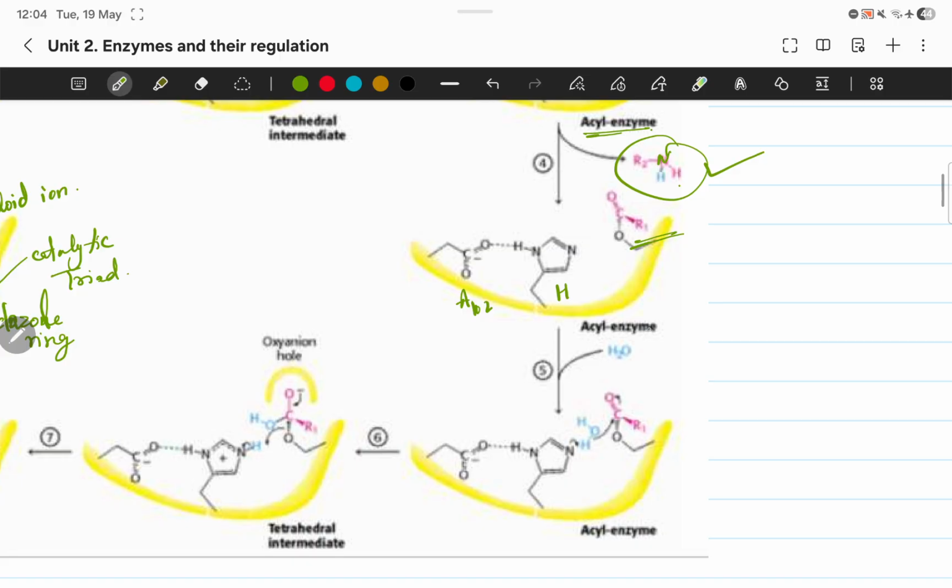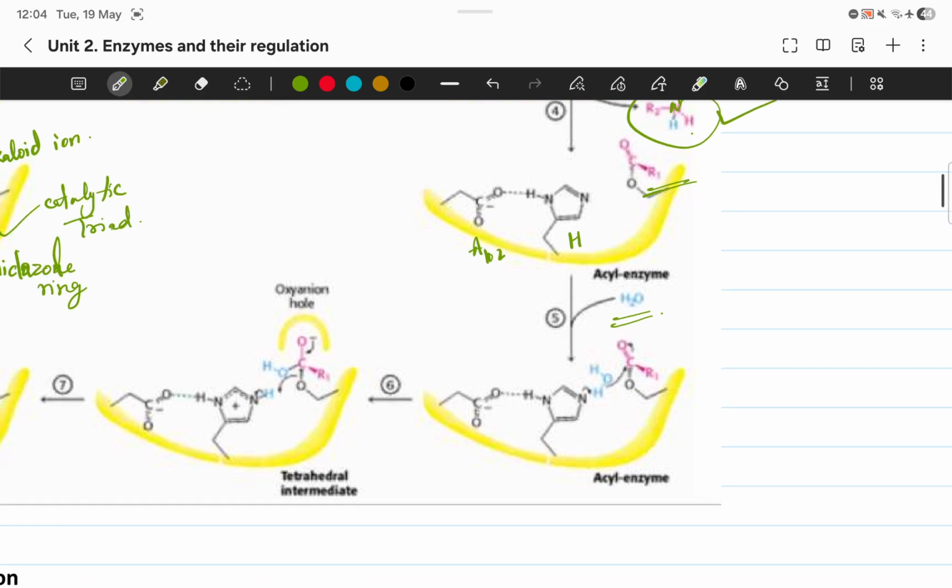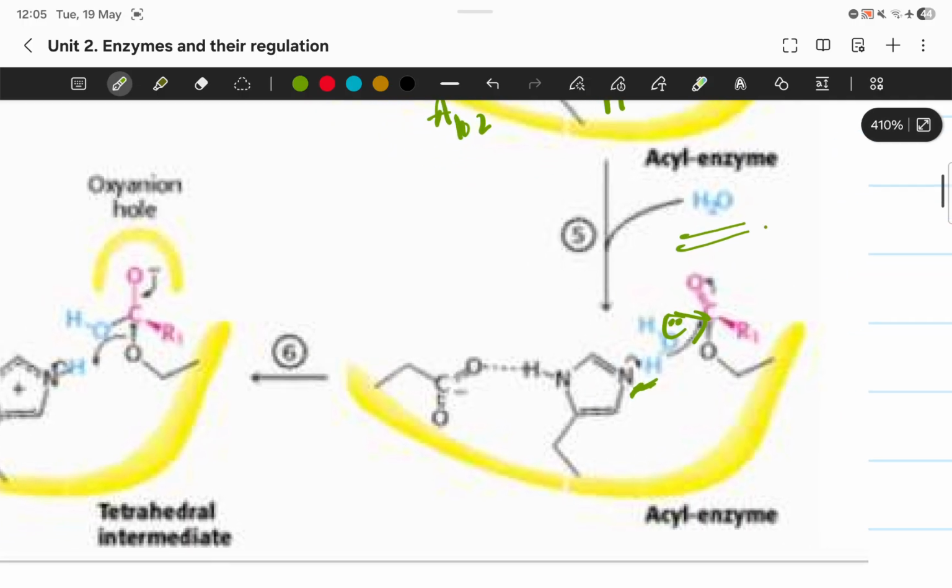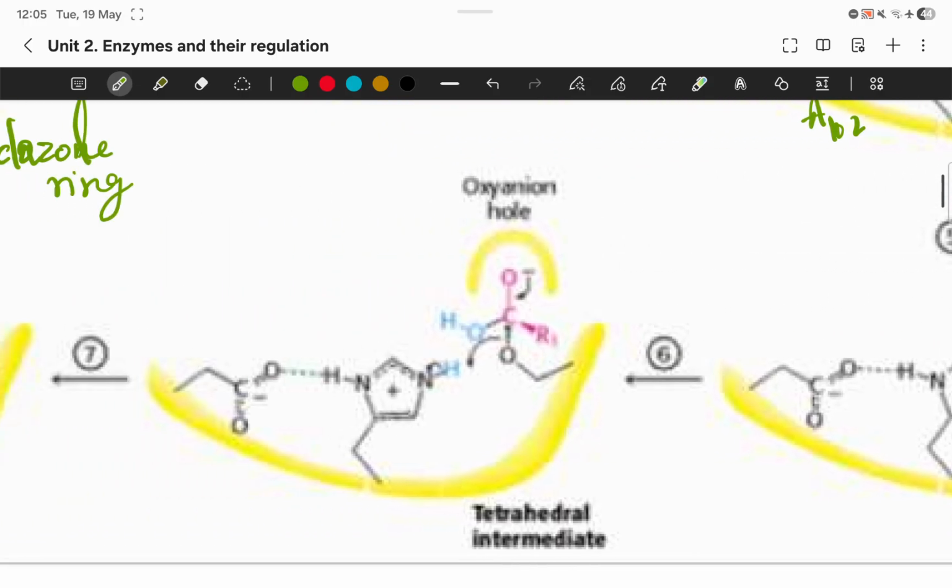Again, the acyl enzyme is coming with water. What are we seeing? This aspartate and histidine, the water is reacting with the N, and it is going to form a bond with water. And because it is going to form a bond with water, now we'll have lone pairs here, and these lone pairs will go and form a bond with carbon, right? So this is what we see in the next step.